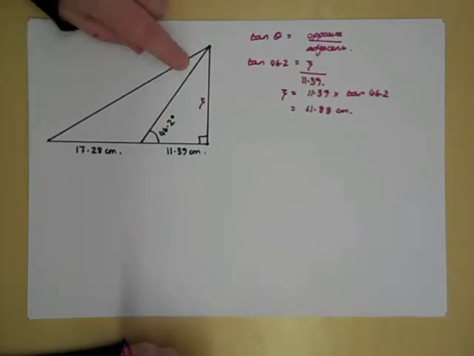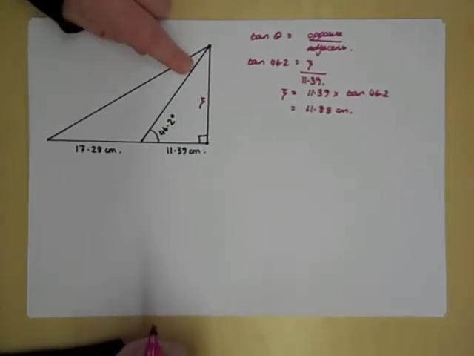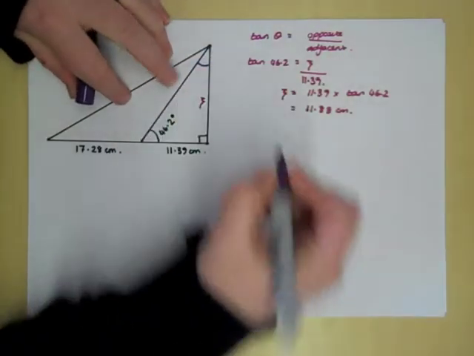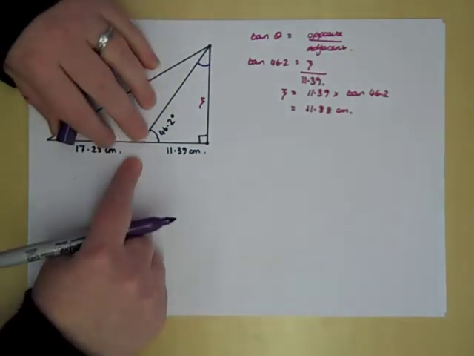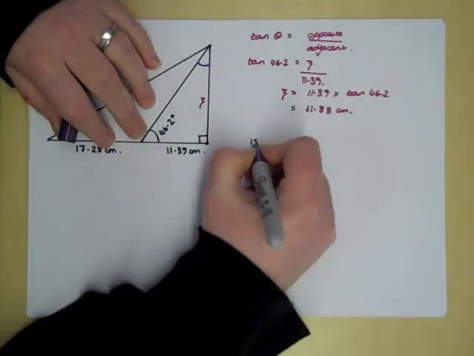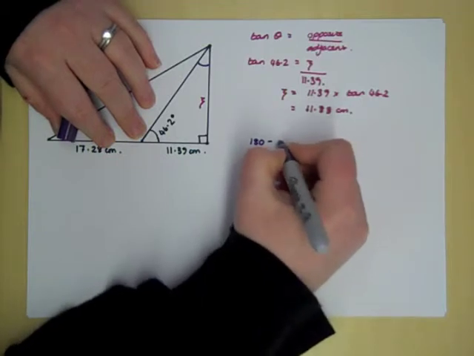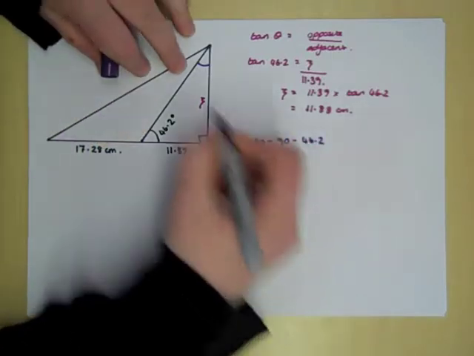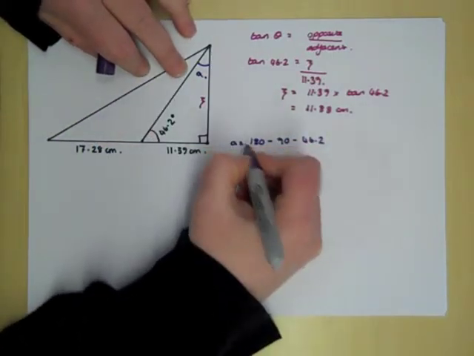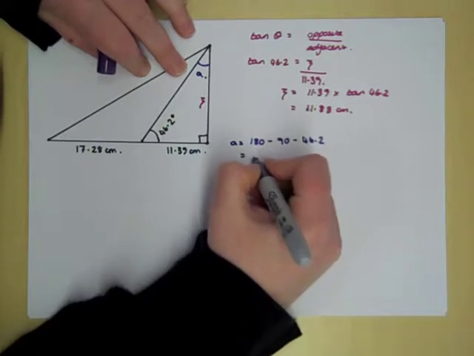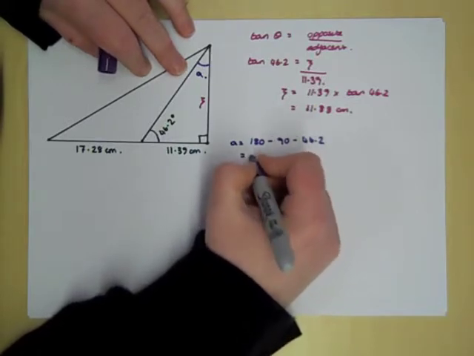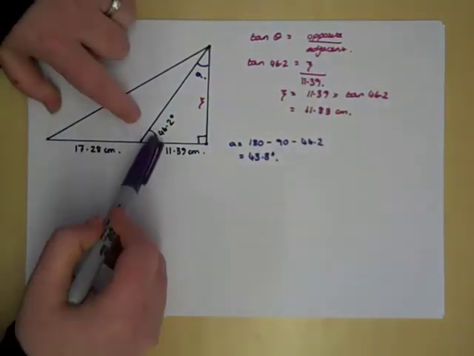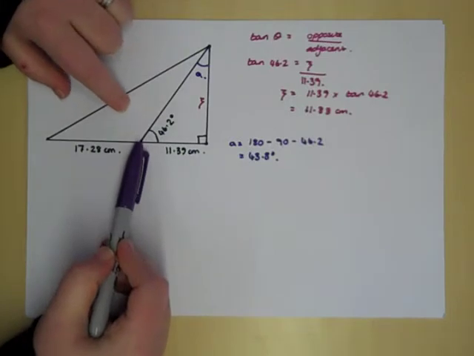I can also very easily work out this angle here, because my angles in a triangle are 180 degrees, and so I have 180 minus 90 minus 46.2. I'm just going to call this here the angle A, and so A is equal to 43.8 degrees. So now I know everything about this first triangle.